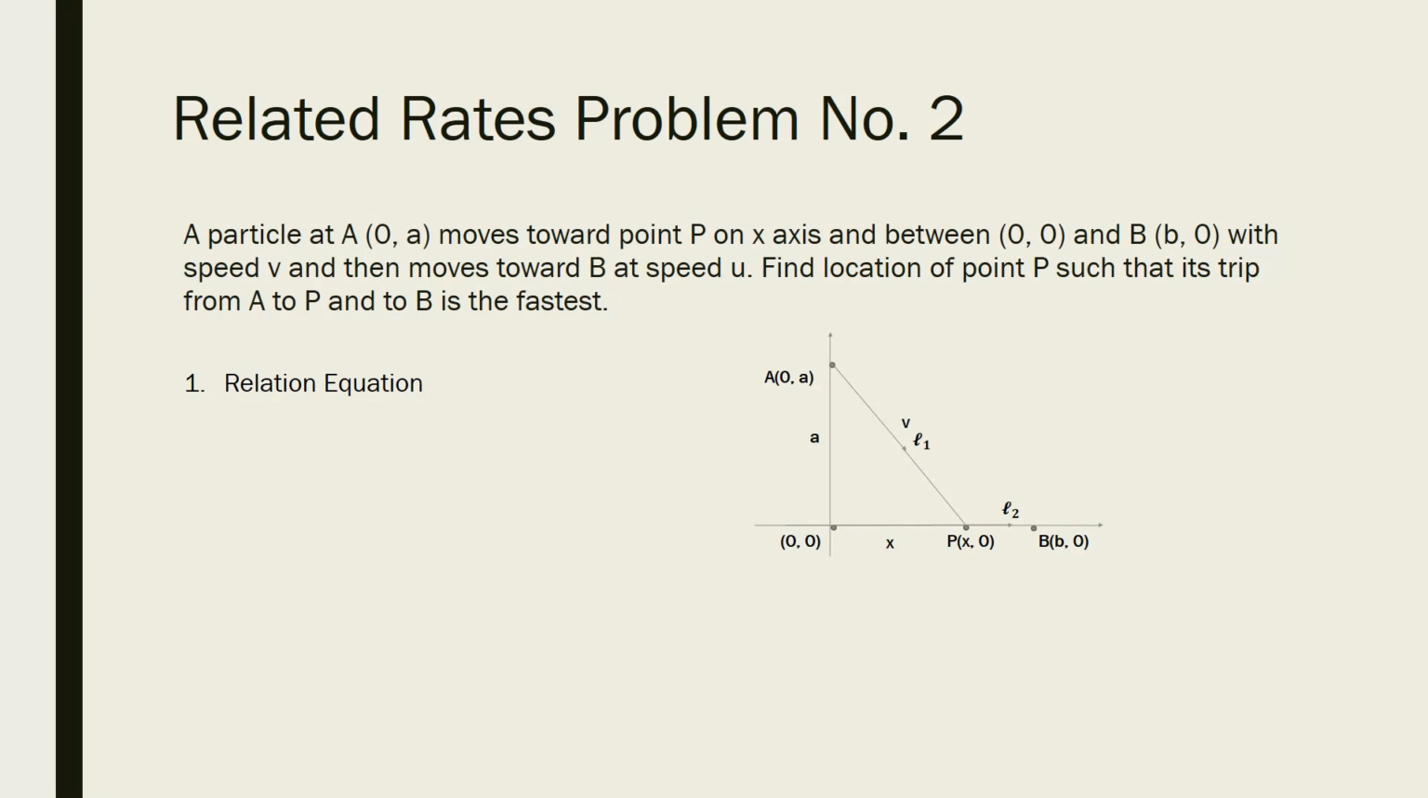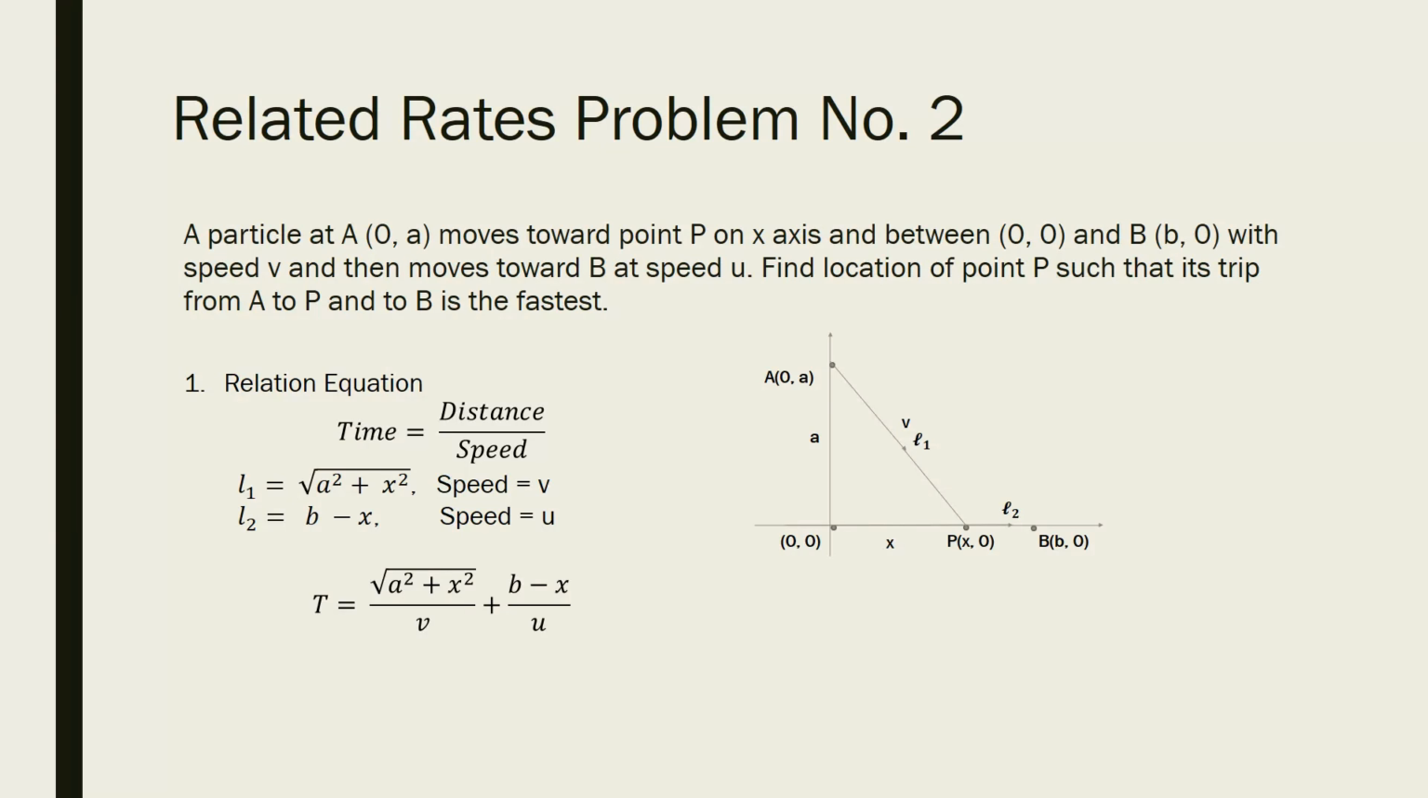Now for the relation equation part, same, since time equals distance over speed, and the distance 1, L1, equals the square root of a squared plus x squared, and its speed is v, and for line 2, L2, the distance is b minus x and its speed is u, we can find the function for t, which equals the square root of a squared plus x squared over v plus (b minus x) over u.